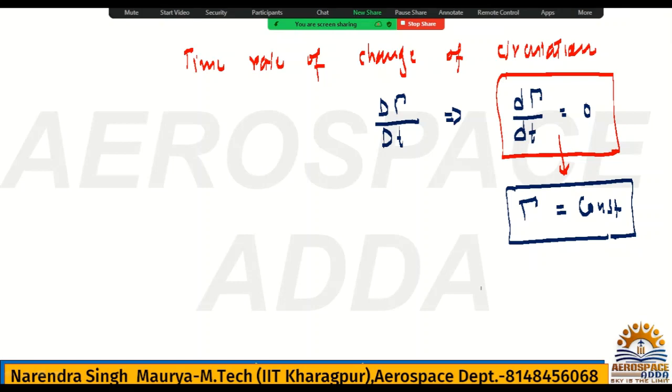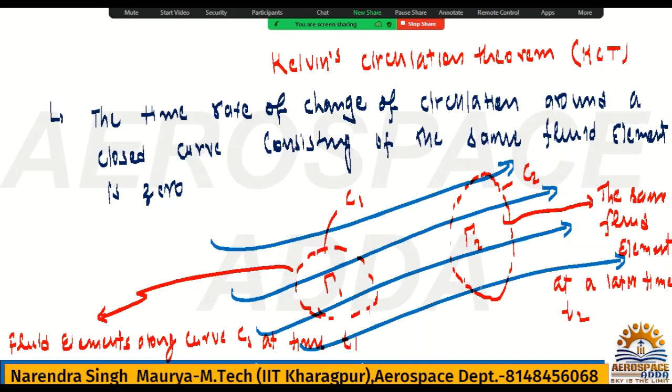This is asked in the exam directly. This question was directly asked in the examination. It's very simple. Hope everyone has understood this. Yes or no?